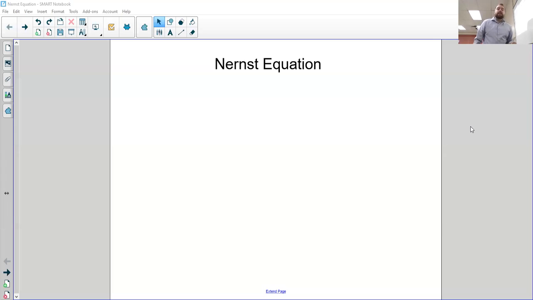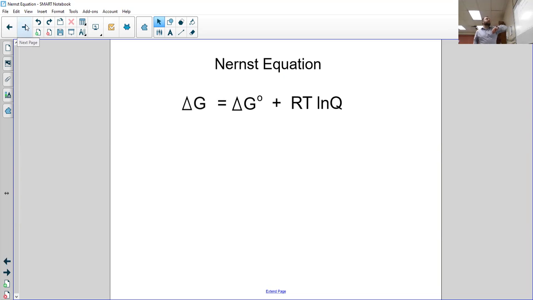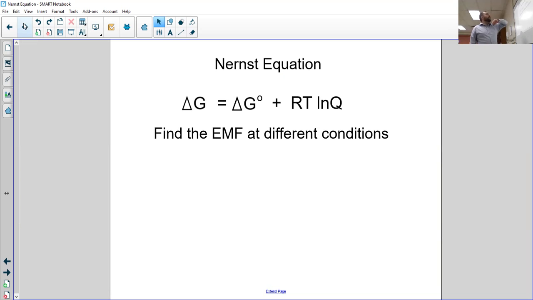All right, ladies and gentlemen, today we're going to be talking about the Nernst equation. So we're still in equilibrium. We have the Nernst equation. So we have our delta G, this is the Gibbs free energy equation: delta G equals delta G naught plus RT ln Q.